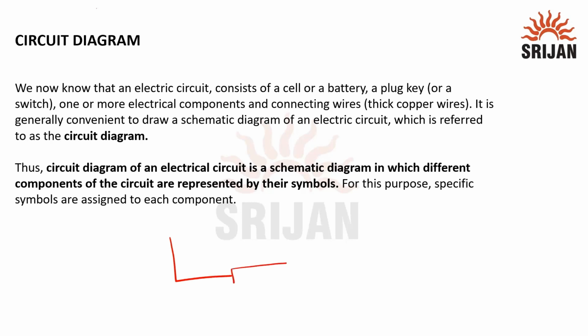In the circuit, we have a source of electricity, that is a cell or a battery. There is the positive terminal of the cell, there is the negative terminal of the cell. We have a switch like this, and we have a simple electrical component, and in this case, we are considering a bulb. This is a switch, and this is a bulb.